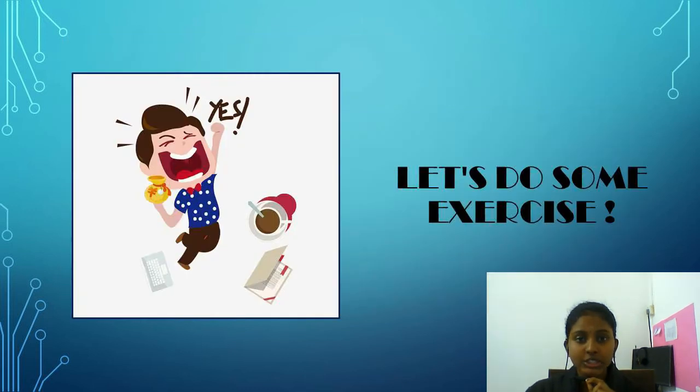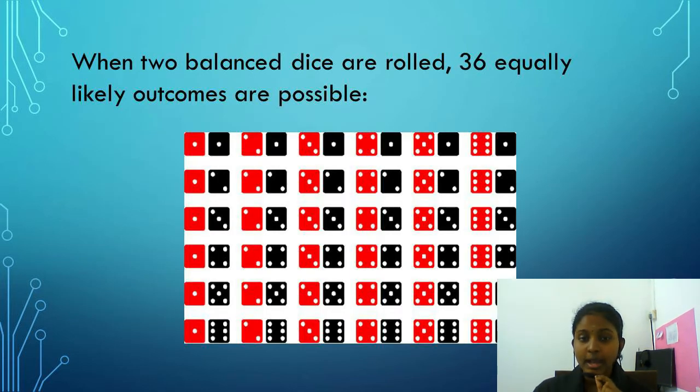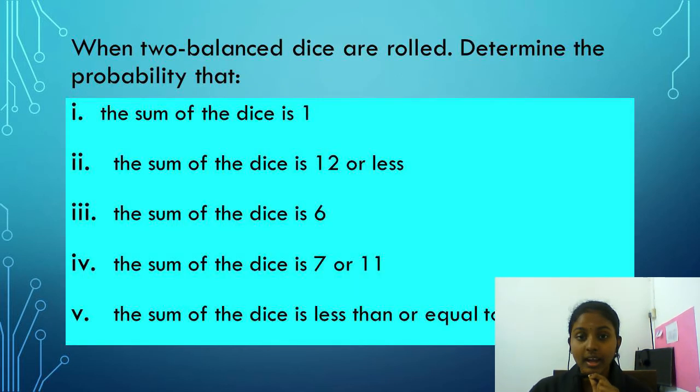Since we now know how to calculate the probability of an event, let's do some exercises. When we look into this diagram, when two balanced dice are rolled, 36 equally likely outcomes are possible. Here are the 5 questions that I have chosen for this exercise on probability basics.